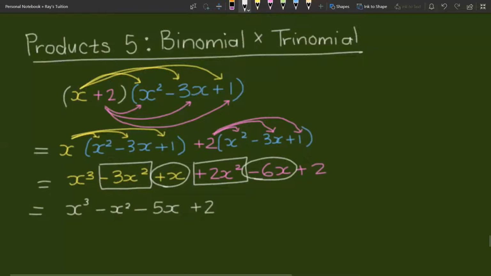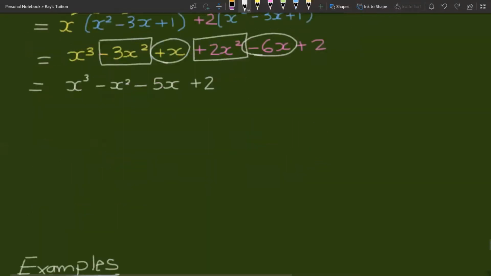So this technique can be used when you're using the products of any two brackets, whether it's a trinomial times a trinomial or even bigger terms. You just need to remember to distribute everything in the first bracket to everything in the second bracket. And you can use this to then multiply any products that you would like. So let us do some examples to make sure that you've understood the concept.